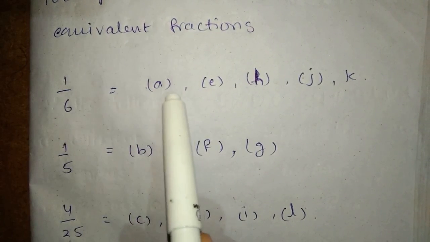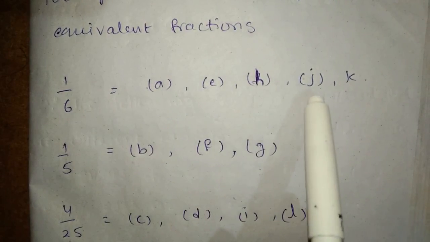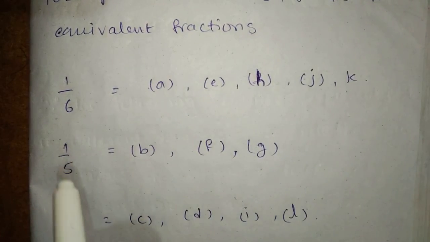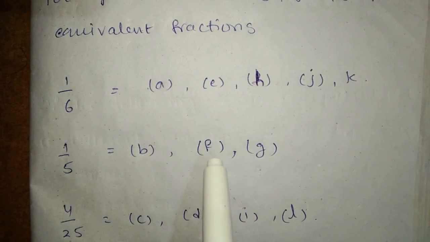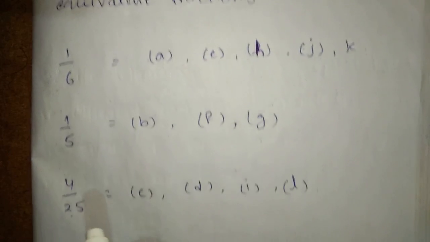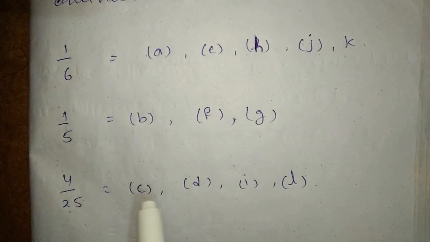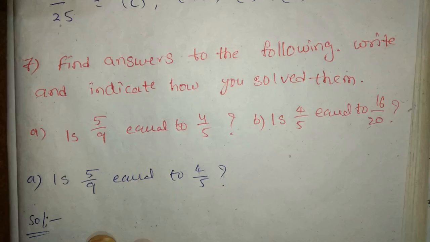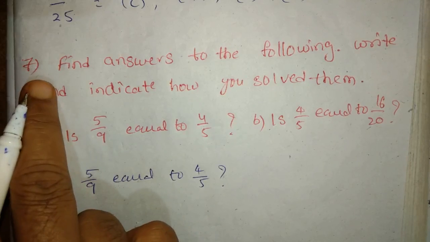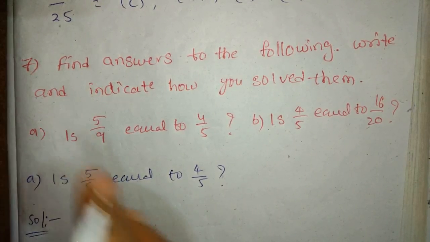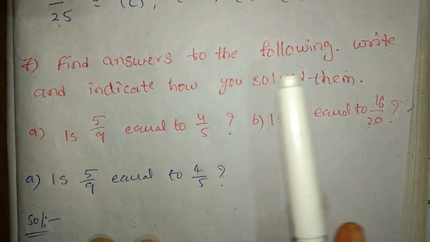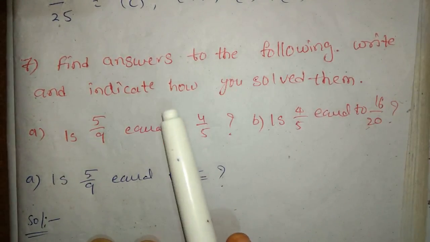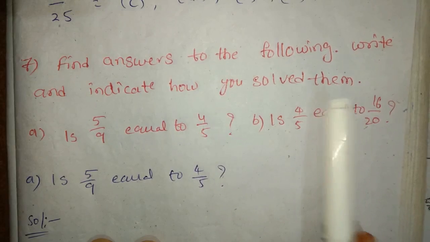1 by 6 is A, E, H, J and K. 1 by 5 is B, F and G. Next, 4 by 25 is C, D, I and also L. Okay. Now we will see the 7th question. That is, find answers to the following. Write and indicate how you solved them.